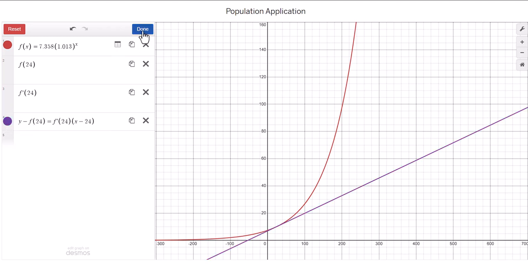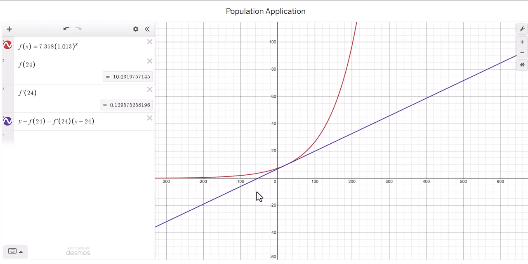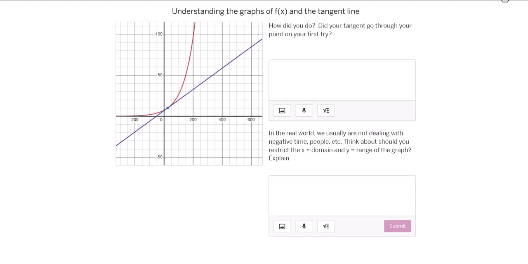And so what you should be seeing is this line only touches at that one point. Well, what is that one point? 24 comma f of 24. So if you plug in 24 into y, then you see it's only going through that one point. And you can answer these.